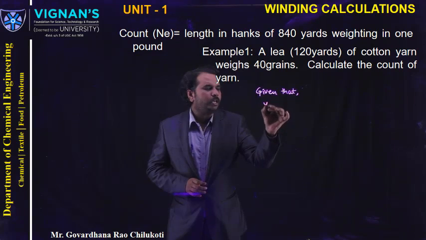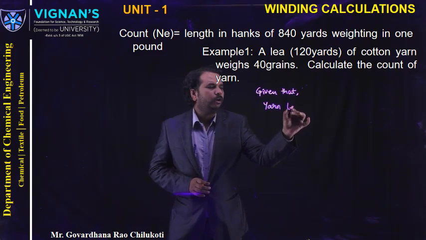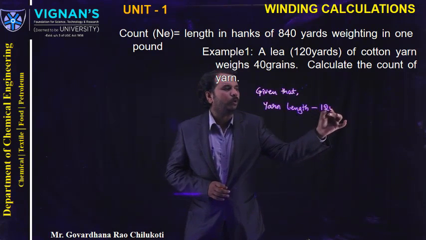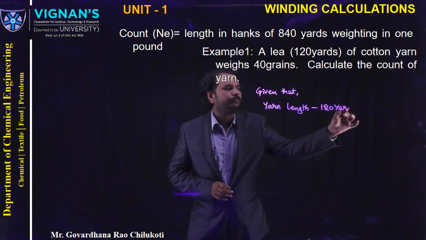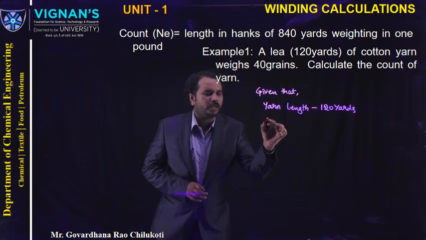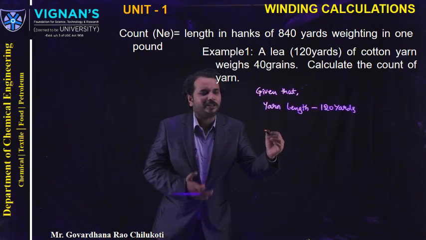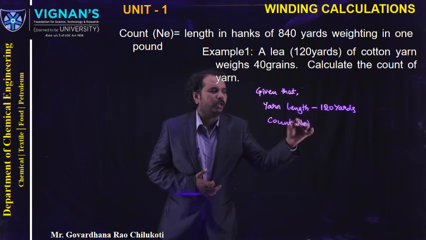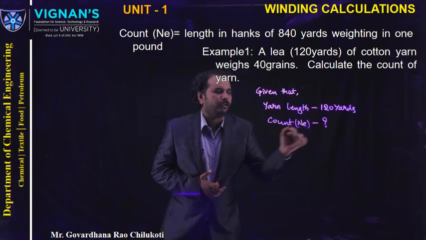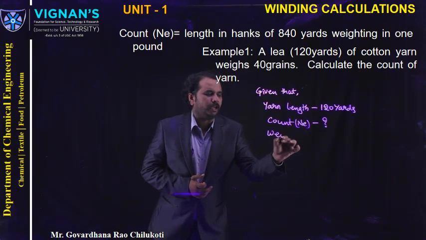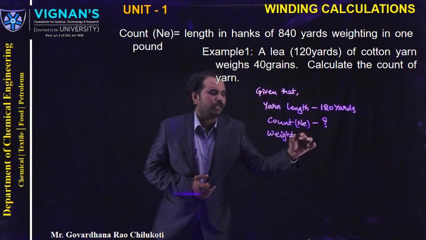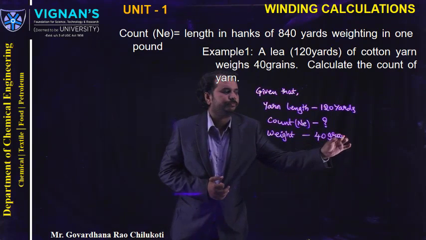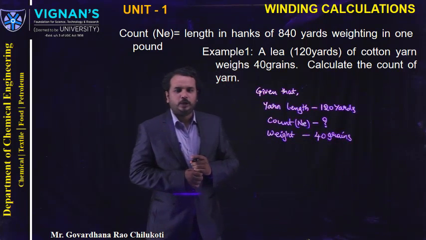Yarn length is given, that is 120 yards. We need to calculate the count, so the count NE needs to be identified. And the weight is given, that is 40 grains.